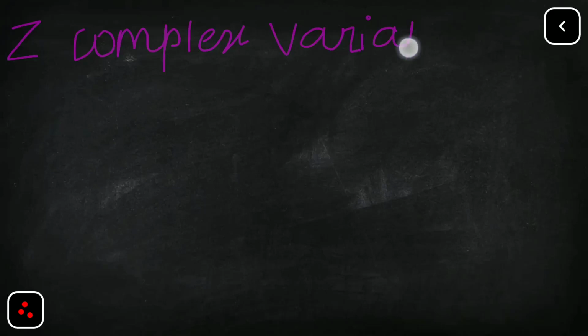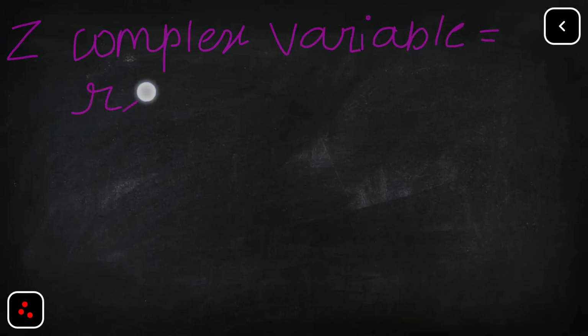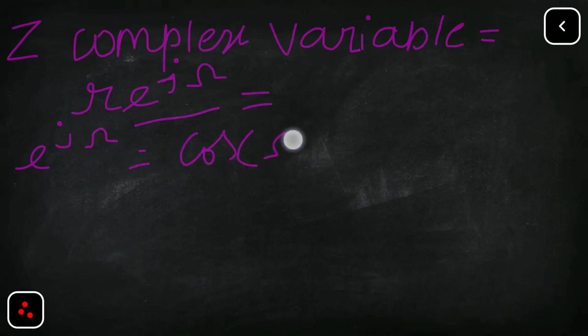I'll write that now. So which is equal to r into e to the power of j omega, right? Now e to the power of j omega, you know, is cos omega plus j sin omega. So that is what you are applying. Let me write that also: e to the power of j omega is equal to cos omega plus j sin omega. So that is what you are applying over here.